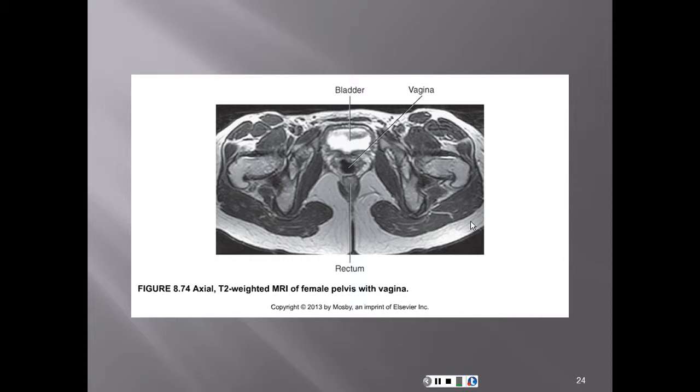Page 533, we're going over to page 533, axial T2 weighted MRI of the female pelvis with the vagina. And here, we're down in the lower levels, we have the greater trochanter there, and we have the rectum, the vagina, and the bladder. So that's the order from posterior to anterior: the rectum, the vagina, and the bladder.